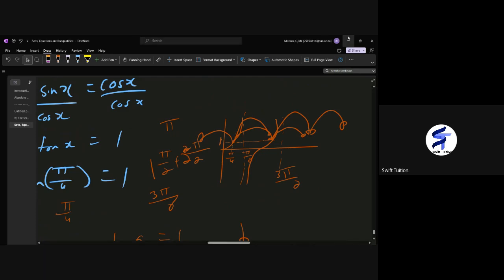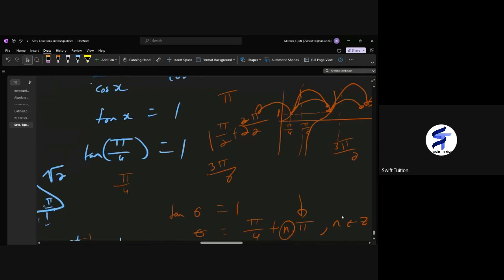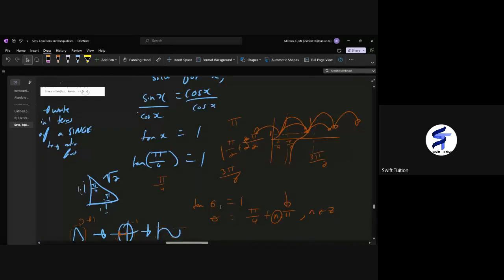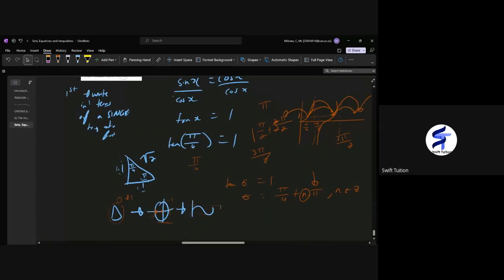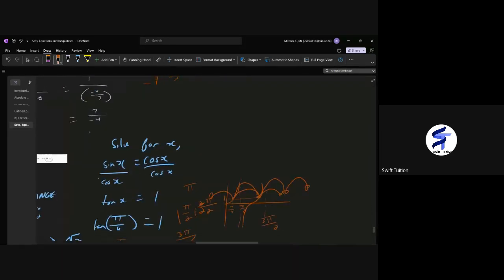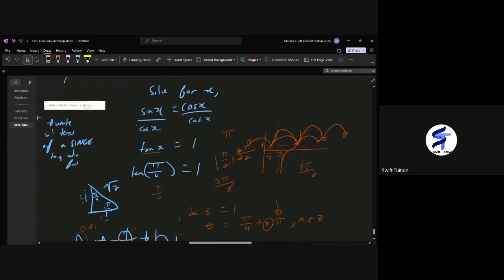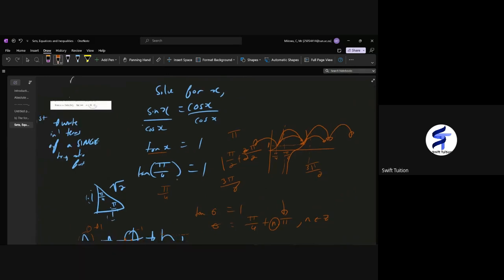Okay, now to go back to, where am I going back to? To go back to here. So this is sine of x over cosine of x is equal to cosine of x over cosine of x, and that's going to be tan of x is equal to 1. Cool, we have that done and dusted, and this is going to be your final answer, as it is.